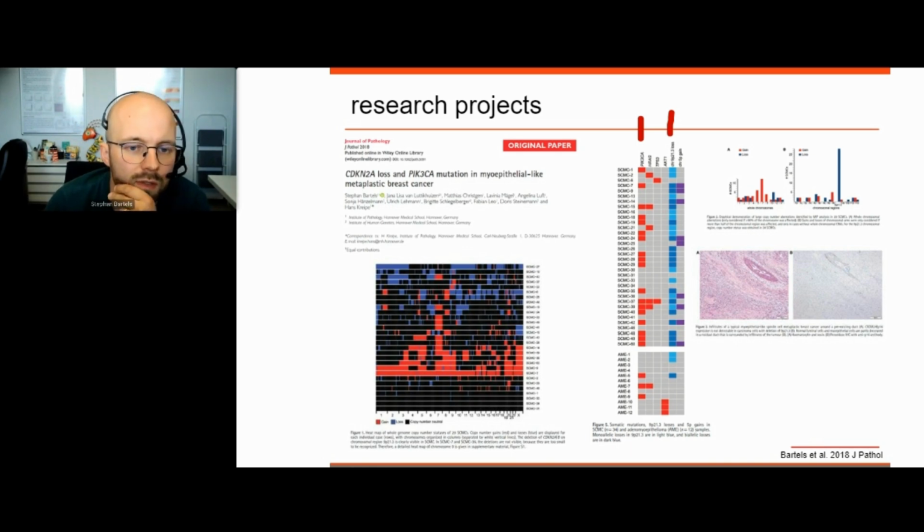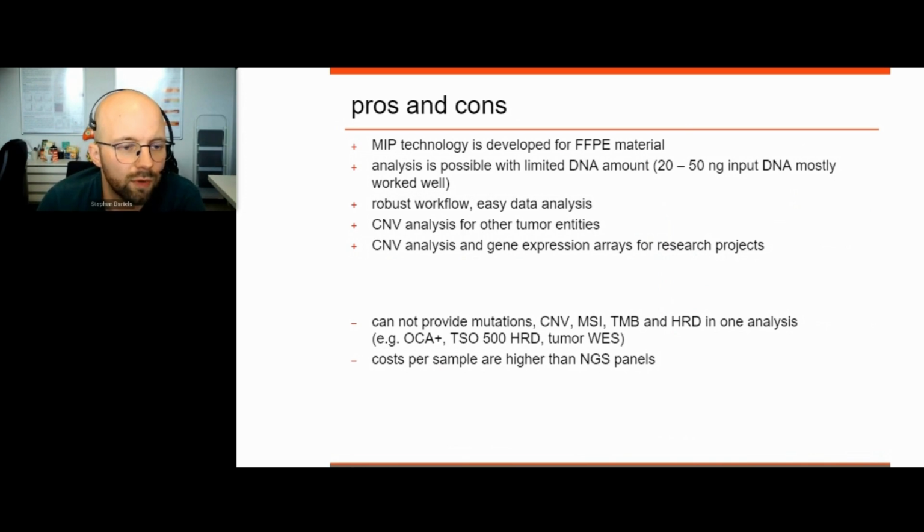And this is a quite good diagnostic biomarker for these carcinomas, and chromosome 5p gain is important for the prognosis of these cases. So advantages for the OncoScan array platform is that the molecular inversion probe technology is developed for FFPE material. Therefore, it is a very robust workflow.